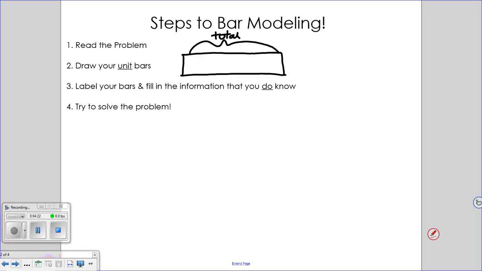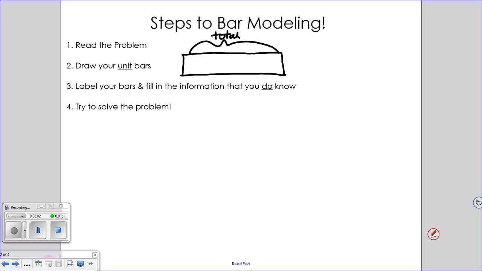Number 3, I actually just did number 3, is label your bars. Fill in the information that you do know. Now, if they gave you all the information, would you have a problem to solve? No. They're going to leave something out. But fill in the information that you do know. I already know that my big bar means total. I already know that. Once you get your bars all set up, then just try and solve the problem.